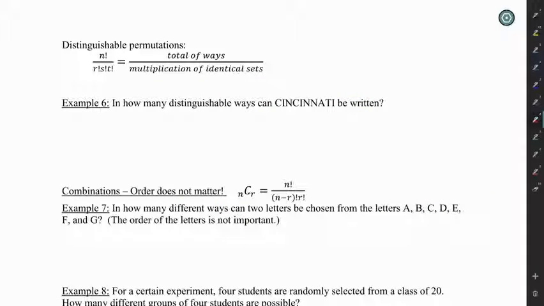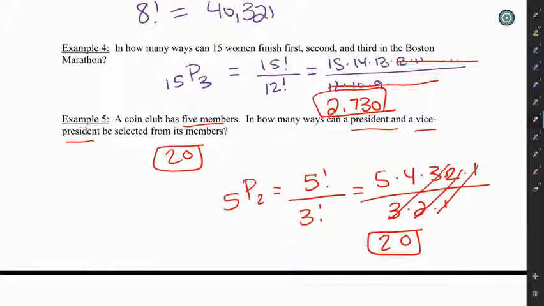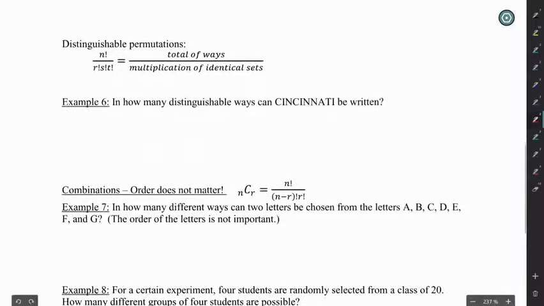Distinguishable permutations come into play when we have identical things that we're choosing from. So up here, we didn't have to worry about that because we had 15 different women. We also had 5 different members. So everybody was distinguishable. You could tell everybody apart. In example 6, we're discussing the word Cincinnati.